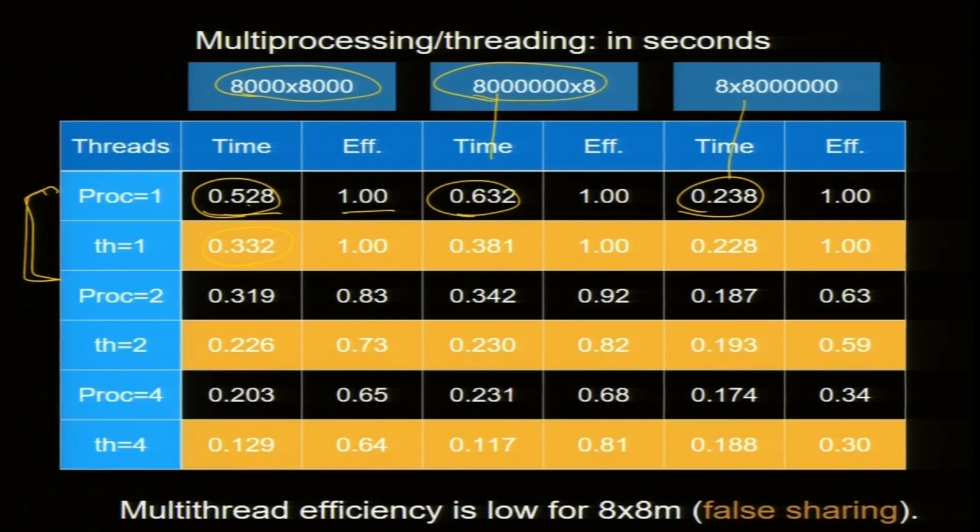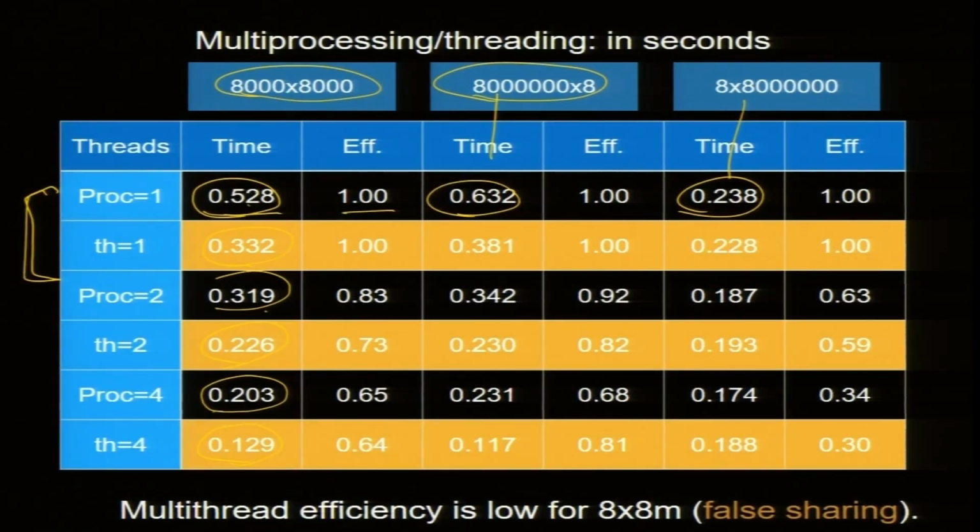If I use 2 processes, then my number is coming down from 0.528 to 0.319, and for threads also there is an improvement, 0.226. With 4 threads, I get even further, in fact, a very good improvement, 0.129, and with 4 processes it is 0.203. So, the number is close to half, not exactly half, maybe 80% improvement.